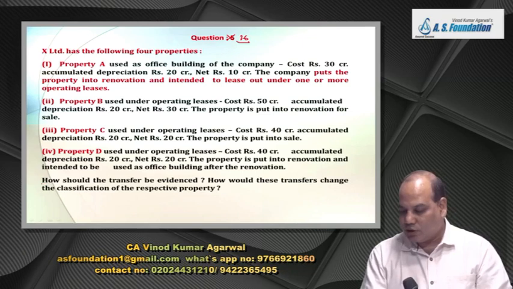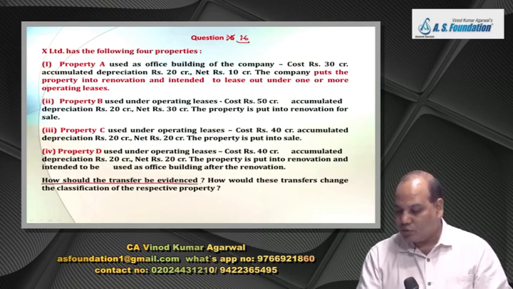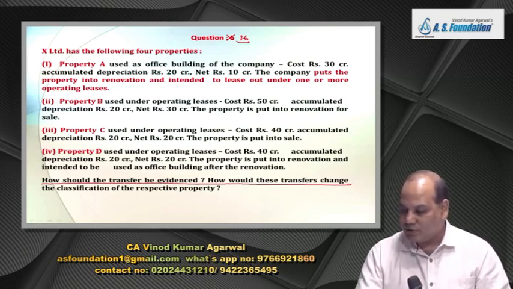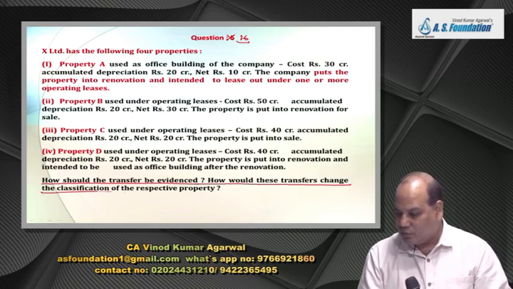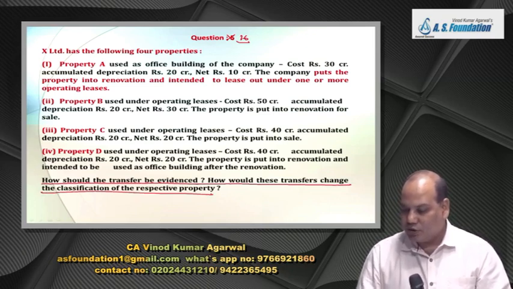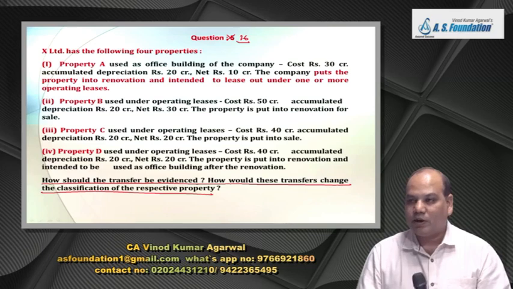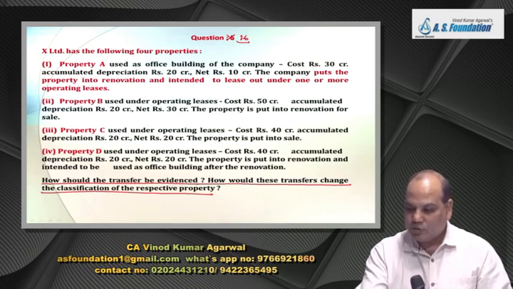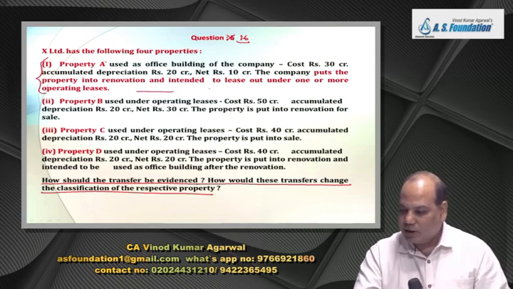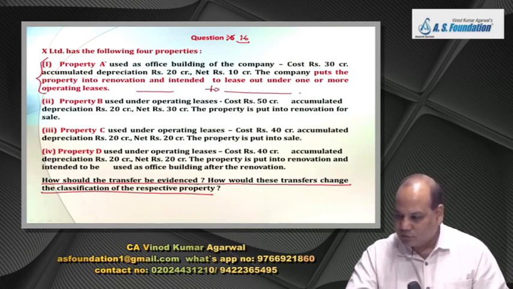Now you see one last line below. How should the transfer be evidenced? How would this transfer change the classification of the respective property? So what is the change here? You have to tell me dash to dash.